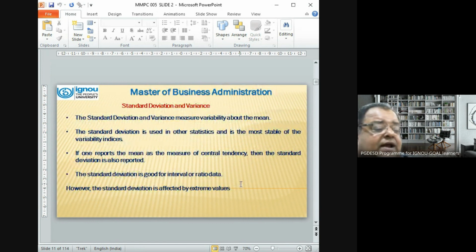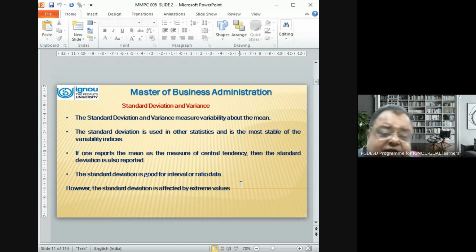Then comes the highly important concept, standard deviation and variance. Depending upon the nature of the data provided to you, you have to decide which formula of standard deviation will be used. The standard deviation and variance measure variability about the mean. Standard deviation is used in other statistics and it's the most stable of the variability indices.